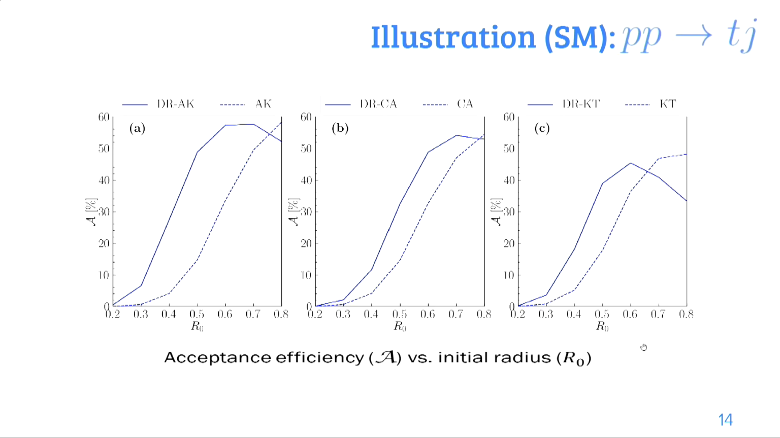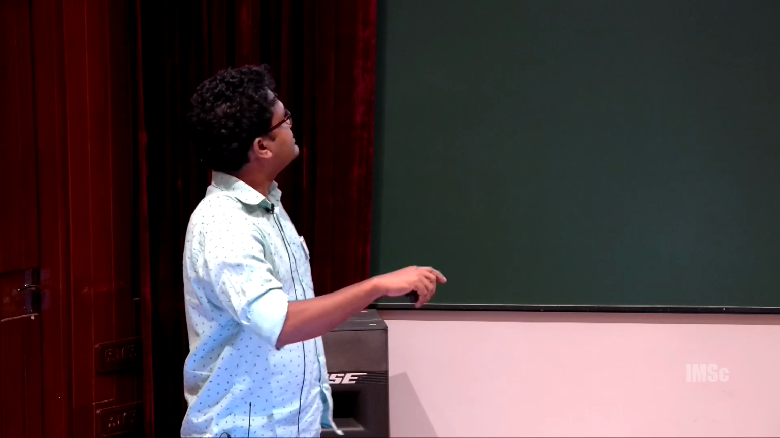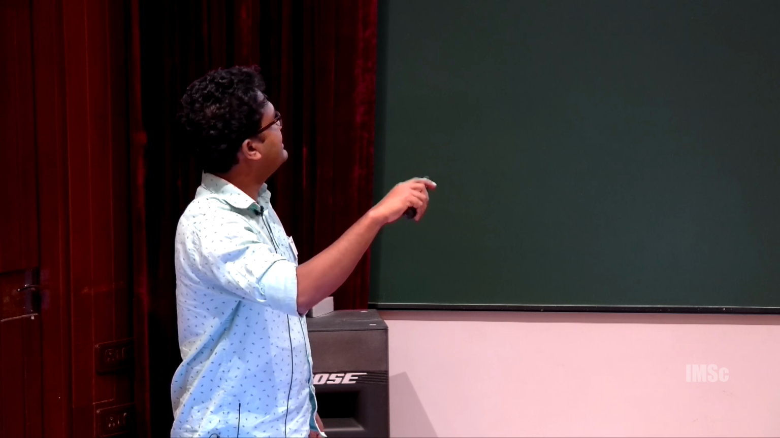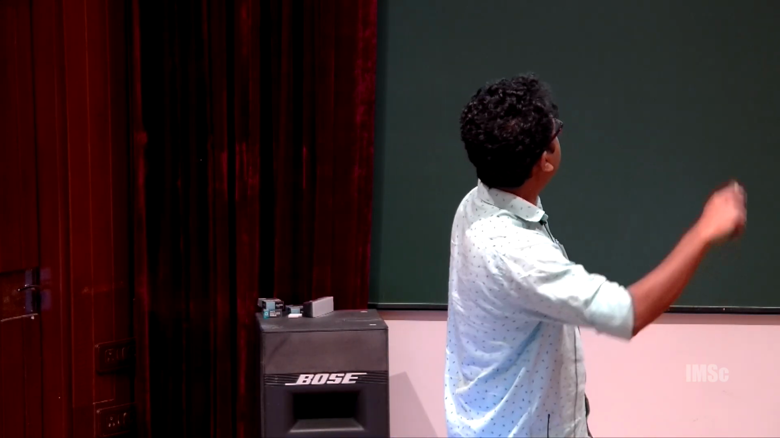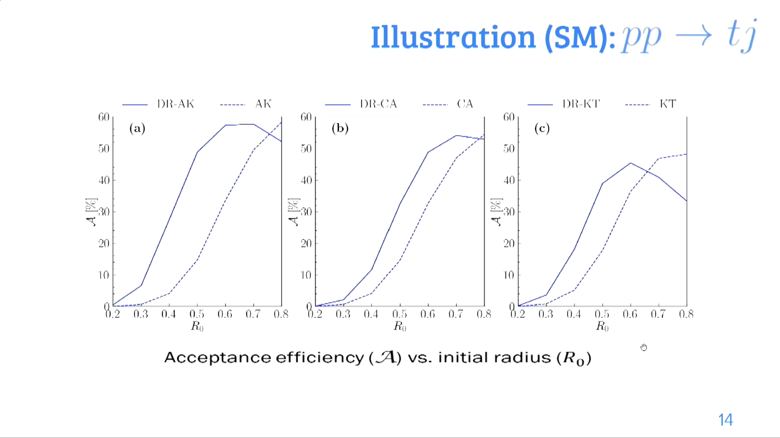This drop is not because it is performing poorly. It is because it has now started capturing a lot more things which are essentially garbage. So there should be some optimal choice for this, and that we can see. These three are for three different algorithms: anti-kT, Cambridge, and the kT algorithm.